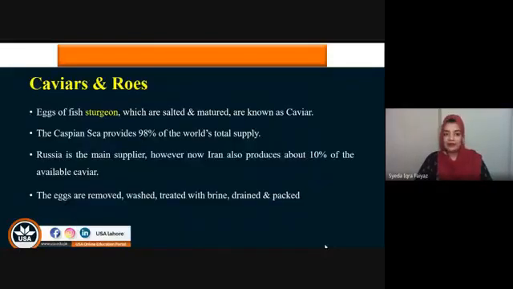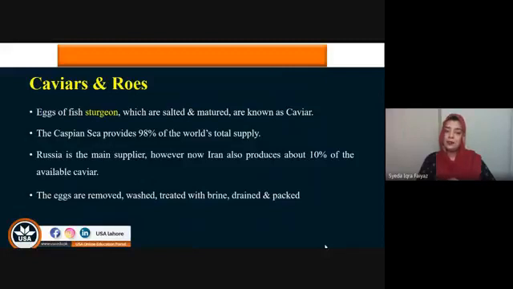Now we move on to the caviar and the roes. Eggs of fish sturgeon, which are salted and matured, are known as caviar. So the fish eggs, especially from the fish sturgeon, are salted and matured, and they are known as caviar. The Caspian Sea provides 98% of world total supply. So caviar is a big delicacy that is eaten all around the world. So what happens is Caspian Sea से 98% जो आपके caviar है, just from the fish sturgeon that is taken, adds up to 98% of the world's supply.